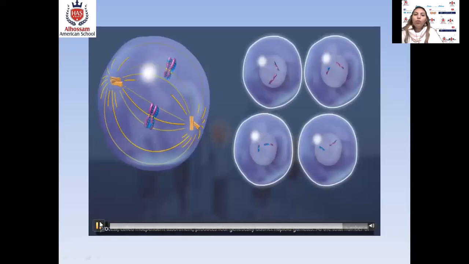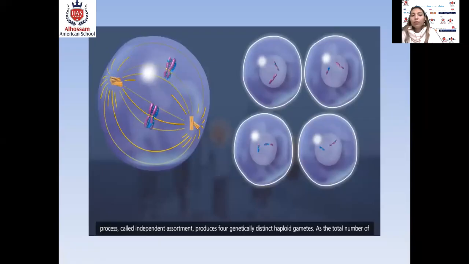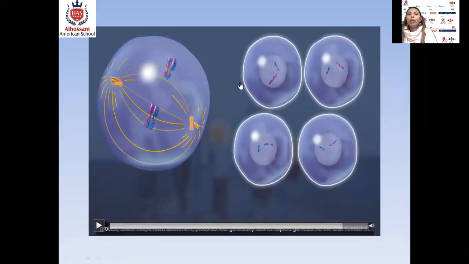So we have 2 causes for the variation of offspring. Number 1, crossing over. Number 2, independent assortment, meaning the independent arrangement of homologous chromosomes at the center of the cell. We have just 2 minutes. If you have any question, you can ask me now.